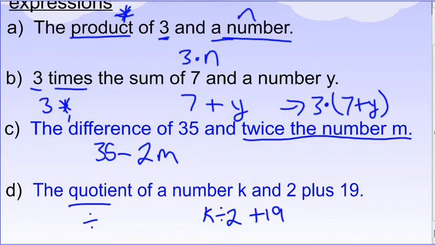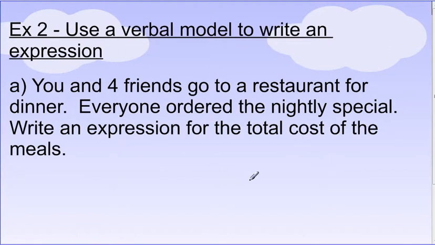Now, not every word problem is going to be exactly like this, where they just give you those keywords right out. Some of them are going to be a little, well, like a little story, like this one, example 2. It says, you and 4 friends go to a restaurant for dinner. Everyone ordered the nightly special. Write an expression for the total cost of the meals. One thing you'll notice you're missing. It doesn't say how much the nightly special costs. You cannot actually find the answer. That's not the goal. The goal here is to write an expression to find the cost of the dinner, whatever the cost of the nightly special is.